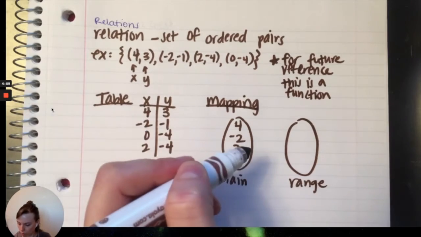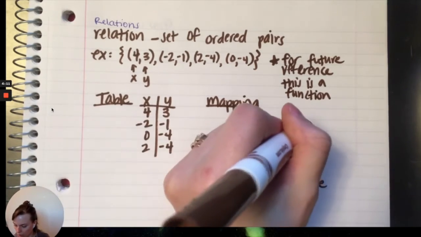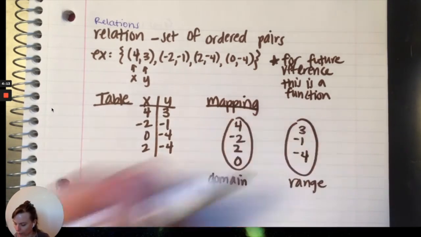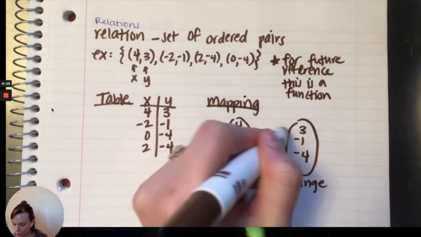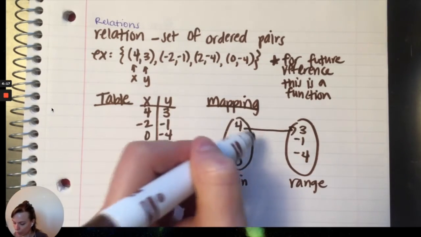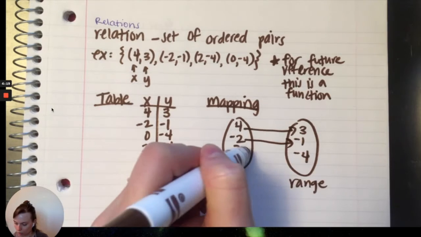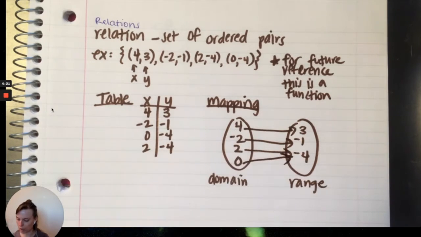Okay, so, I guess they go in order. 3, -1, -4. Okay, so 4 maps to 3, -2 maps to -1, and then both of these map to -4. There we go. So it's a mapping. We get to exactly see each input goes to each output, which we're going to use that notation and vocabulary a lot in the next couple lessons, especially in the next unit, with inputs and outputs.